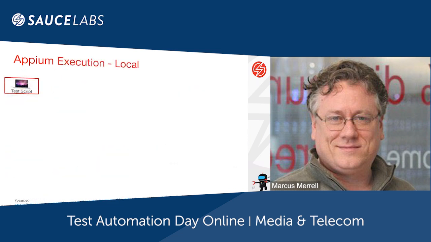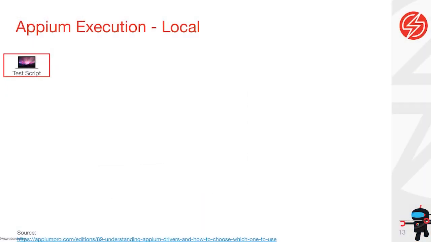So here is a diagram, a model of what Appium execution looks like. You start from your test script, and that can be running locally. It could be running on your CI/CD server. It could be running anywhere that is actually going to be the brain of the test itself, the thing that controls the flow of the test. That's where the script lives.